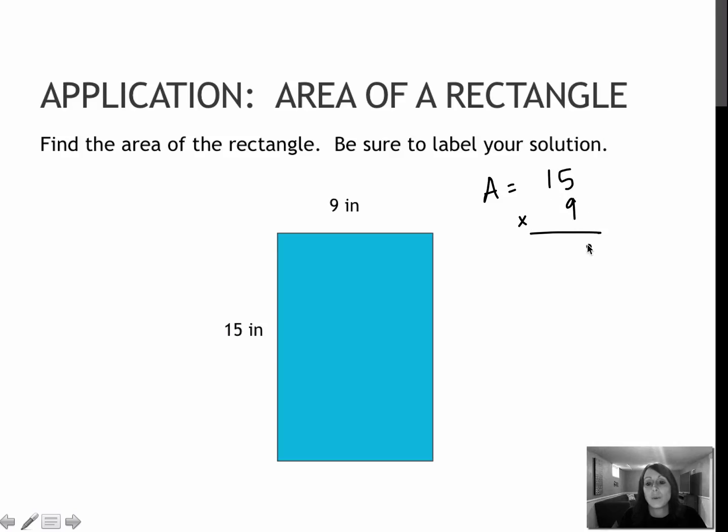9 times 5 is 45, and carry the 4. 9 times 1 is 9, plus 4 is 13. And so my answer is 135. And so my area would be 135 square inches.